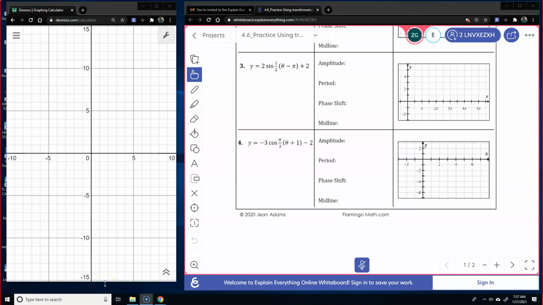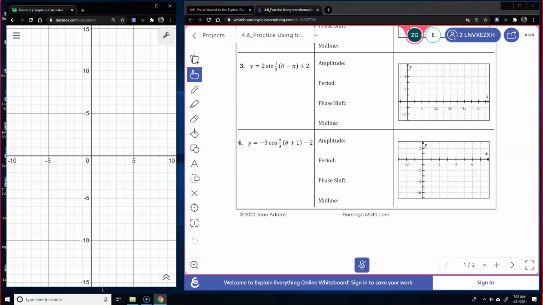All right, number 4, I'm going to go ahead and do some algebra here. So for number 4, let me fix this up. We have y equals -3 cosine, and then we're going to apply the distributive property. So we have pi over 3 theta plus pi over 3 minus 2.